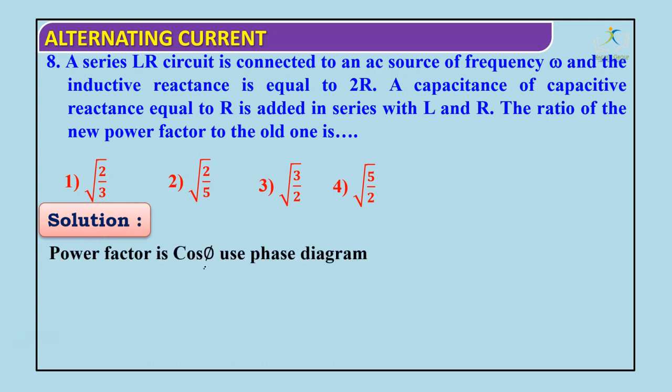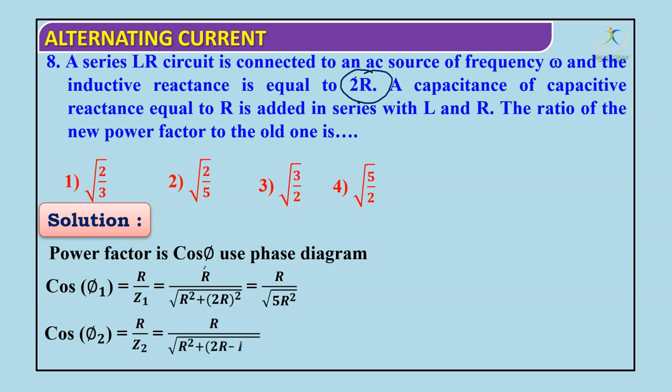Power factor is cos phi, used in a phase diagram or phasor diagram. So cos phi 1 is equal to R by Z1, or R by under root R square plus, because here the resistance will be 2R as you can see over there. So R square plus 2R whole square. This will become R divided by under root 5R square.